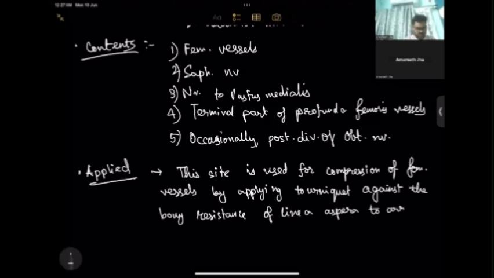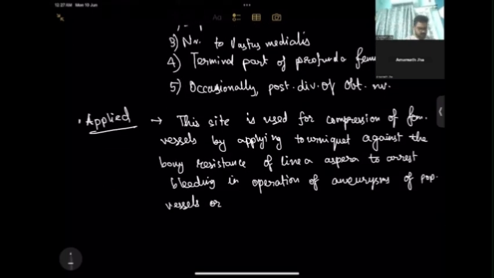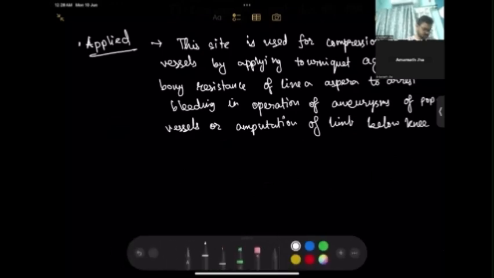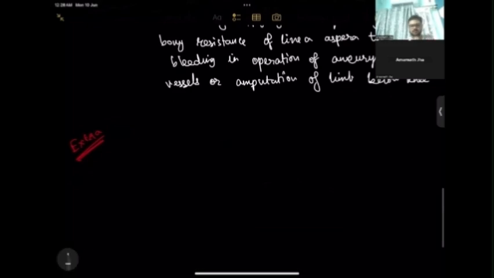To arrest bleeding, in operation of aneurysms, popliteal vessels, and amputation of the limb below the knee. Now we're talking about the extra points. Yes, extra points are important. So just one line, finish.